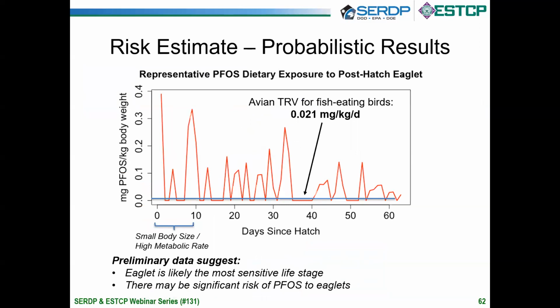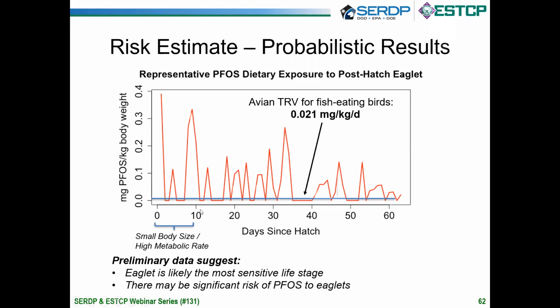So this is the same construct for the simulation that I showed you for the northern pine snake, where we have days on the x-axis. So right here is day 0, where the eaglet has just hatched, all the way through fledgling, which is around 62 days. On the y-axis here is the PFAS concentrations that the eaglet would be exposed to. And I just want to note that early on, following hatching, the eaglets have a very small body size, and they also have an extremely high metabolic rate at this point.